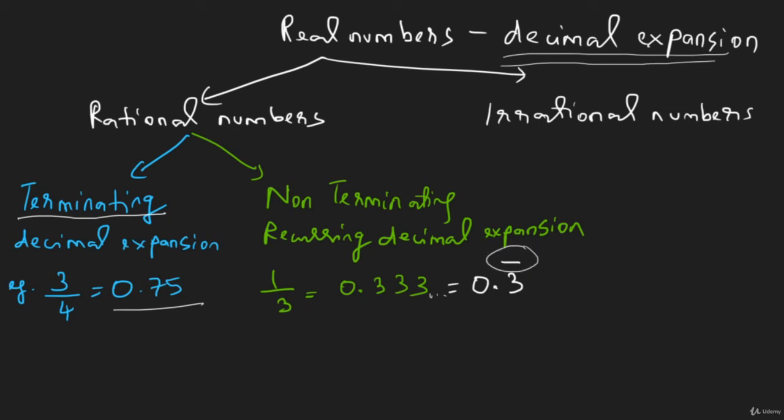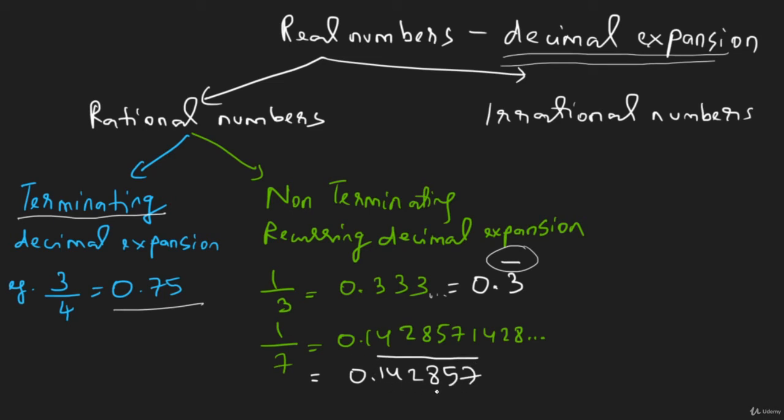So for example, let's take another example. 1 by 7 is 0.1428571428, and it goes on like that. So I can write this as 0.142857 with a bar on top, because this is the repeating part. It keeps repeating again and again in the decimal expansion. So you can see that these type of decimal expansions are non-terminating because they do not end, and they are recurring because they have a clear recurring part.